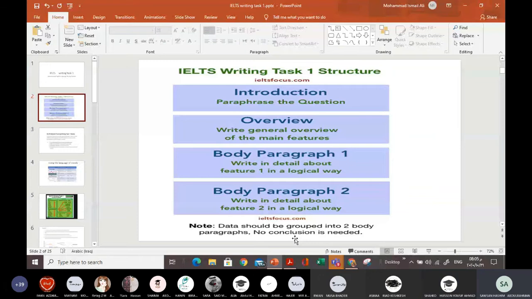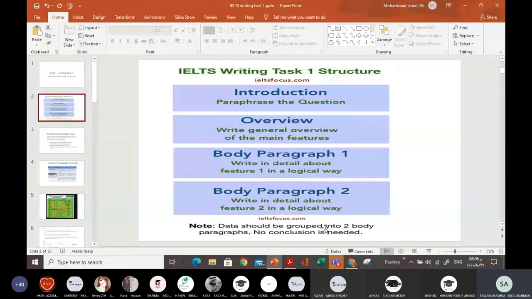Yes, Shahid, could you please tell me? Teacher, maybe they mean that we don't have to write a conclusion, like we don't have the right to write the overview because we already did. Yeah, overview here means we are going to write a conclusion, but not as the conclusion in an essay or in a paragraph. Not as the conclusion in writing task 2.